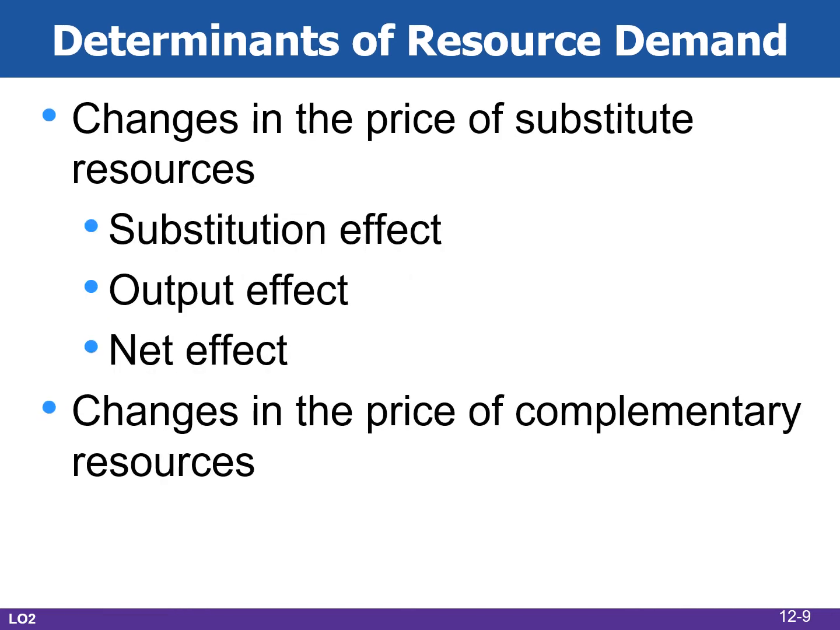Another determinant of resource demand is the change in price of a substitute resource. Assume a firm is using a certain level of capital, machinery, equipment, and a certain level of labor to produce a desired level of output. Now assume that the price of capital, the machinery, drops relative to labor. So the price of labor remains the same and the price of capital has fallen. Machines are less expensive. The marginal resource cost of capital, machinery, has fallen. This will in turn incentivize the firm to increase its demand for machinery.